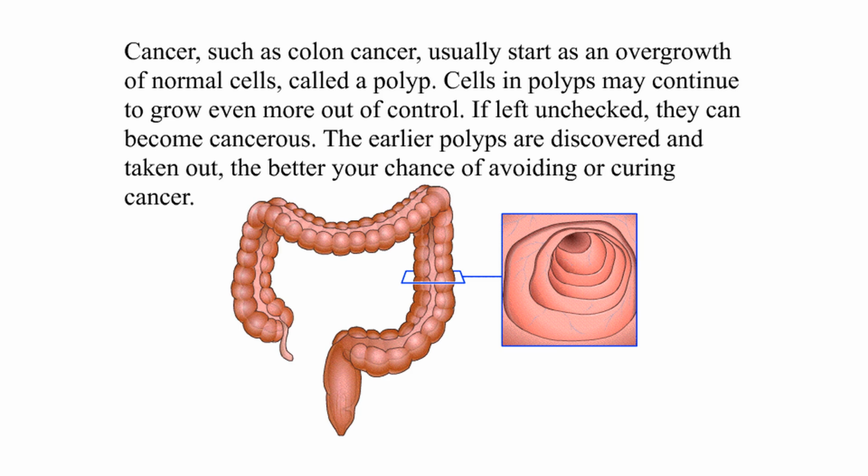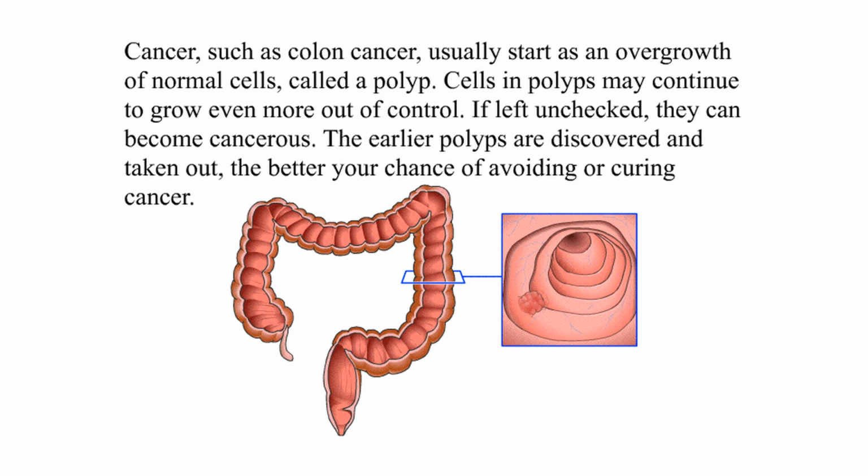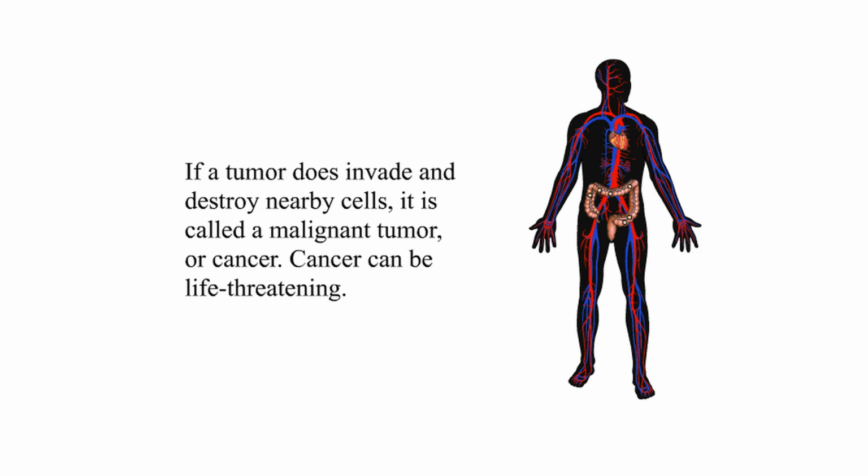Cancer, such as colon cancer, usually starts as an overgrowth of normal cells called a polyp. Cells in polyps may continue to grow even more out of control. If left unchecked, they can become cancerous. The earlier polyps are discovered and taken out, the better your chance of avoiding or curing cancer. If a tumor does invade and destroy nearby cells, it is called a malignant tumor or cancer. Cancer can be life-threatening.